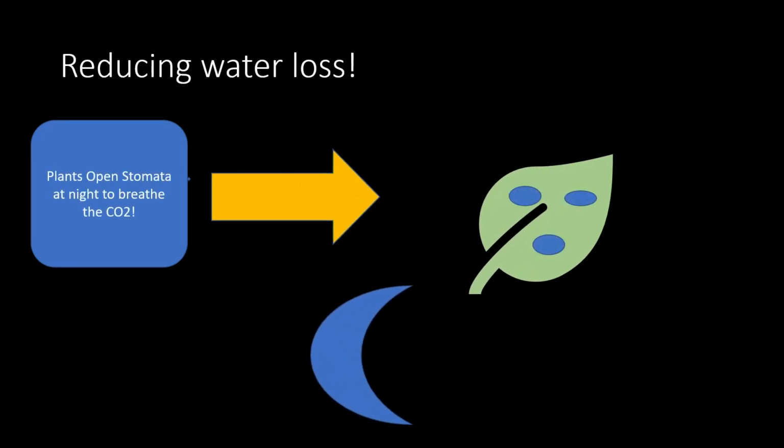And so they open their stomata at night to take in CO2, and this reduces a lot of water loss because when you open stomata, you allow water to escape the plant, and if it's really hot, the plant will transpire and use that water so the plant doesn't overheat. But when you are able to open it at night, you don't lose as much.